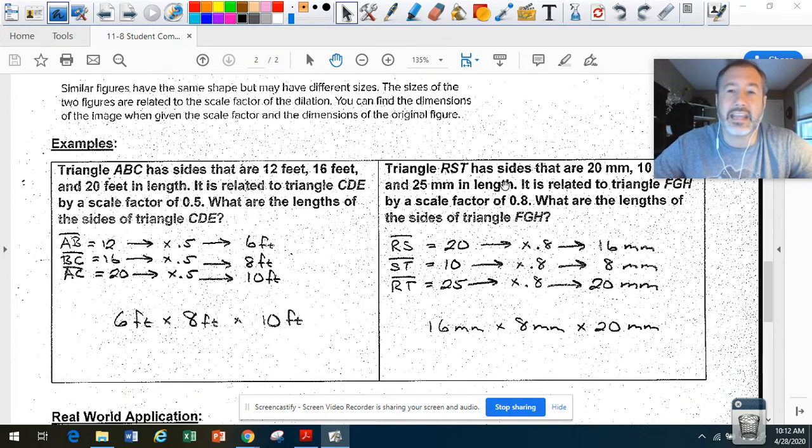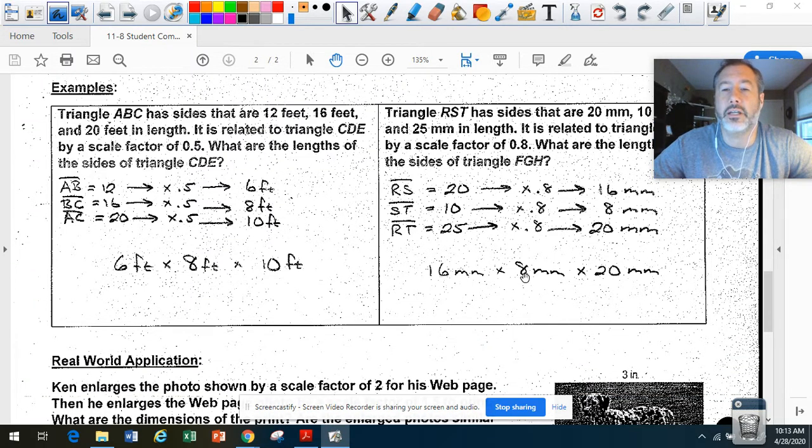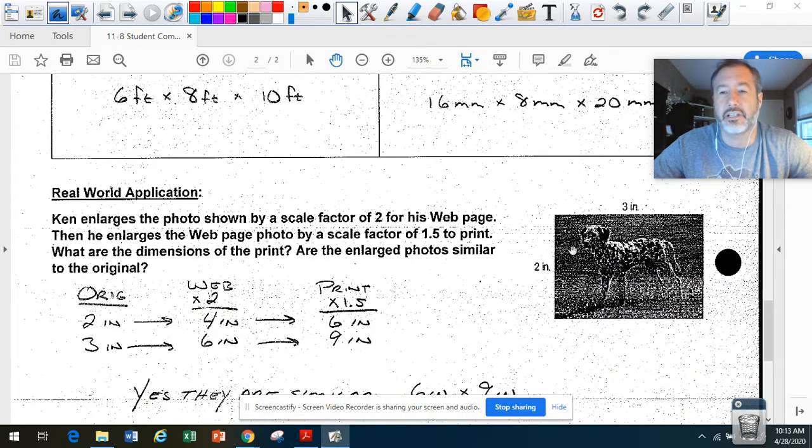All we have to do is take each one of these sides and multiply it by 0.8. Side RS is 20 times 0.8, which will be 16 millimeters. Side ST is 10 times 0.8, that is 8 millimeters. And then side RT is 25 times 0.8, which is 20 millimeters. So we know that my triangle FGH has new sides, 16 millimeters, 8 millimeters, and 20 millimeters. Very good.